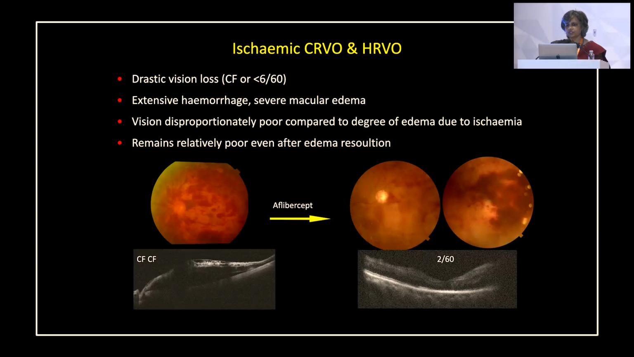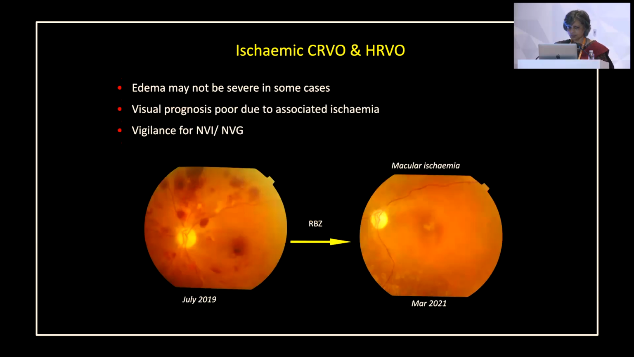Ischemic CRVO and HRVO present with much more severe vision loss, extensive hemorrhages, maybe massive macular edema, or even absence of macular edema, but severe ischemia. And the vision remains poor even after the macular edema resolves because of the ischemia. So this is how they present. Even with the injections, the vision remains poor.